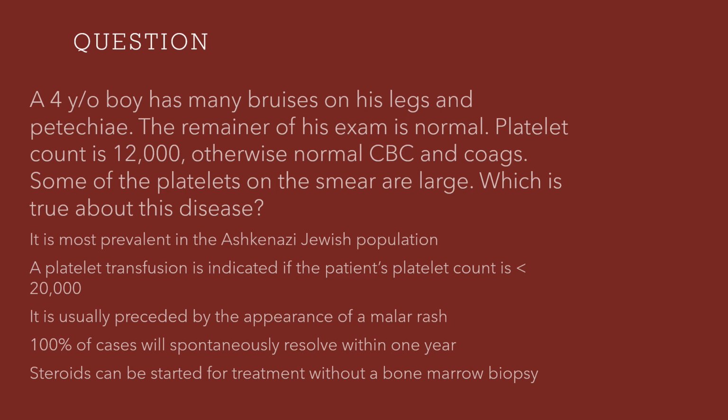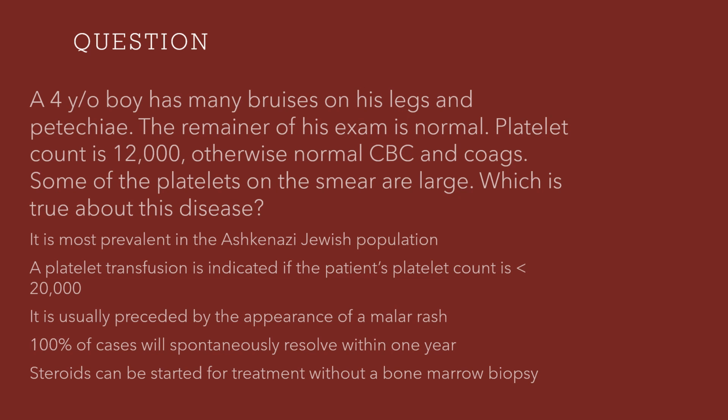This is incorrect. It's immune thrombocytopenia, but it's not an autoimmune condition that has a malar rash like lupus. So it's usually preceded by a viral syndrome like a URI or stomach bug. The next answer choice, 100% of cases will spontaneously resolve within 1 year. This is true for 90% of cases, but a complication of ITP is progression to chronicity, which occurs for 10% of patients. And then that just leaves the last answer choice.